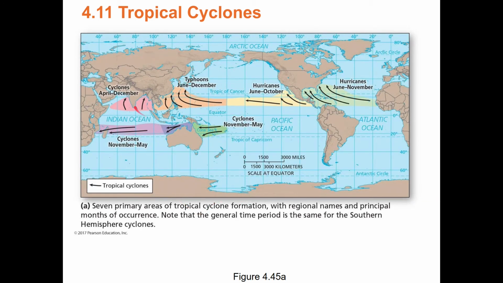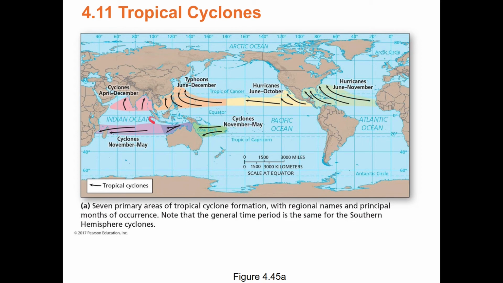So what this is really showing you is regions of the world that have water over 26 degrees during these months. So June through October, June through November, June through December, April through December, and then the opposite, November through May in the southern hemisphere because they're 6 months out of phase.